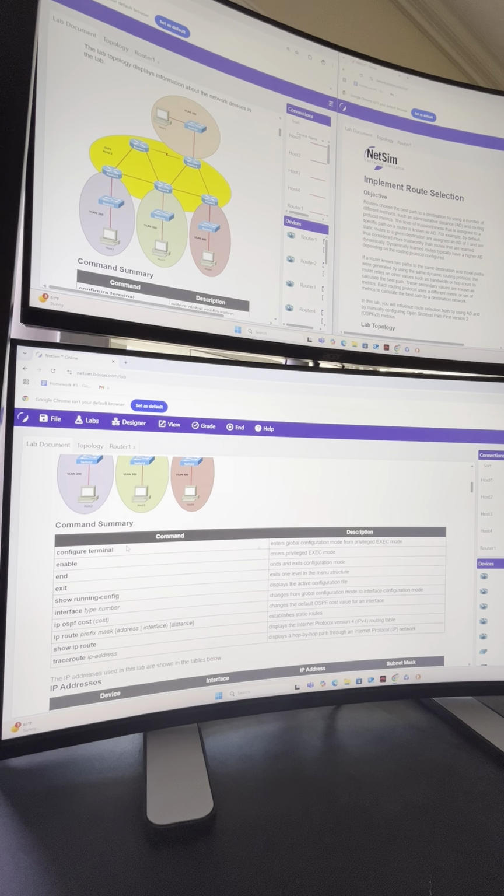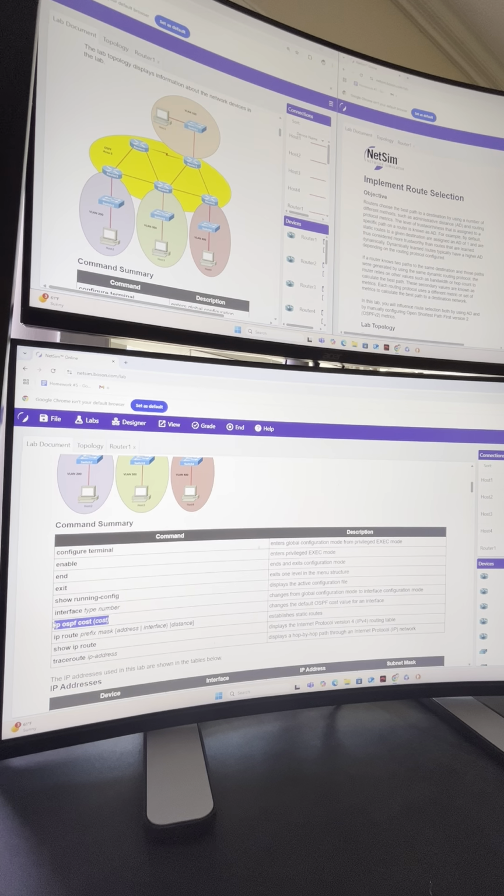Let's go ahead and take a look at the commands that we're going to be using for this lab. We have configure terminal, which enters global configuration mode from privilege exec mode. We have enable, which enters privilege exec mode. We have end, which exits configuration mode. We have exit, which exits one level in the menu structure. We have show running-config, which displays the active configuration file. We have interface type number, which changes from global configuration mode to interface configuration mode.